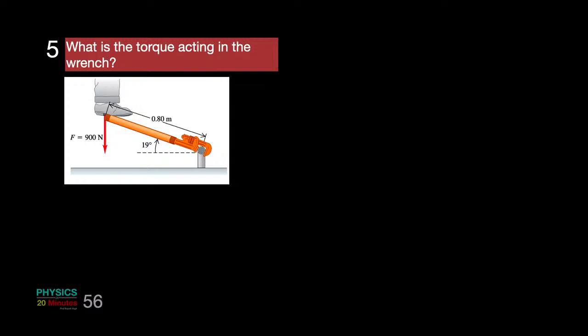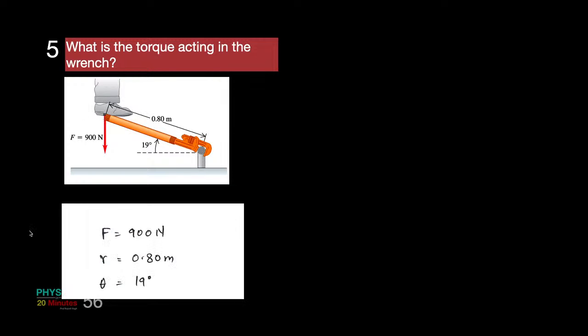What is the torque acting in the wrench? The diagram is given to you. That's a straightforward diagram. Now this distance is 0.8 meter, which is my r distance. r is 0.8 meter.